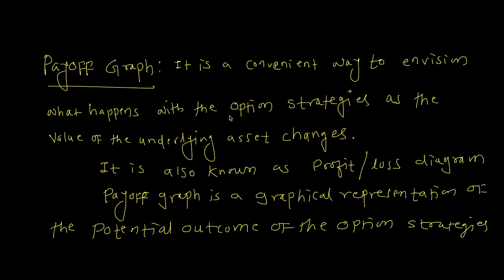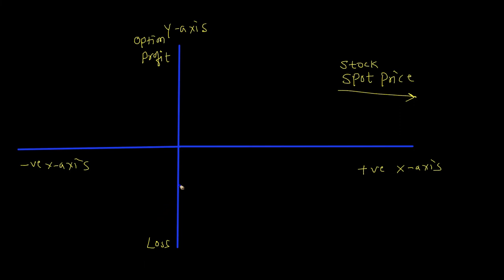This payoff graph is a convenient way to envision what happens with the option strategy as the value of the underlying asset changes. Underlying asset means the stock or the index. So this payoff graph is a graphical representation of the potential outcome of the option strategy. So how do we draw a payoff graph?